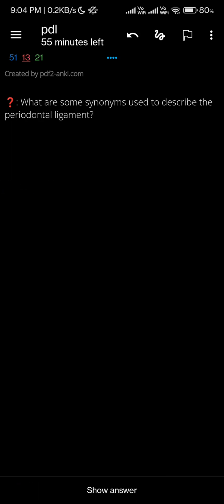What are some synonyms? We have gomphosis, desmodont, periodontal membrane, alveolar ligament, dental periosteum and pericementum.